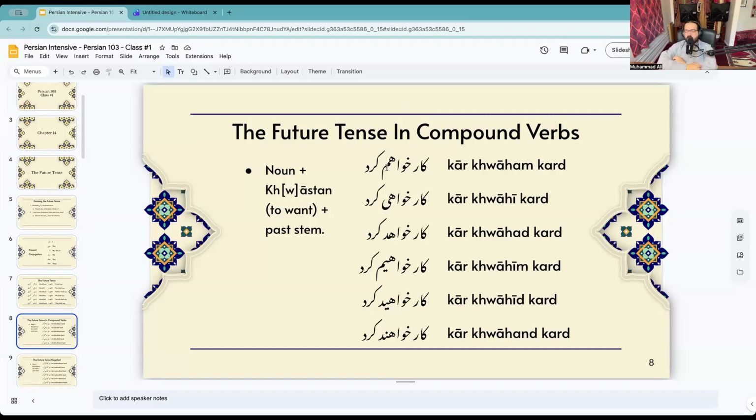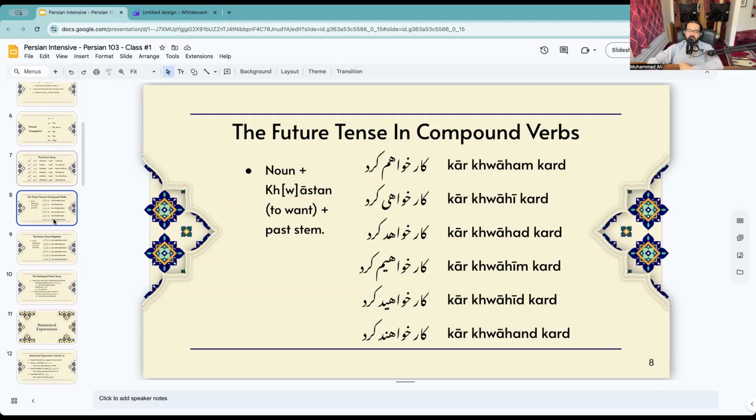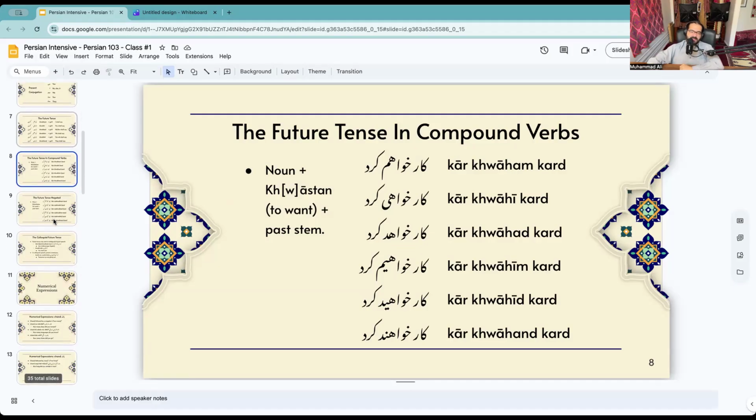We say kar khaham kard. Kar khahi kard. Kar khahad kard. Kar khahim kard, kar khahid kard, kar khahand kard. So again, when we have a compound verb, we just treat the verb like it's a normal verb and the compound is just some extra information, essentially, or the noun.